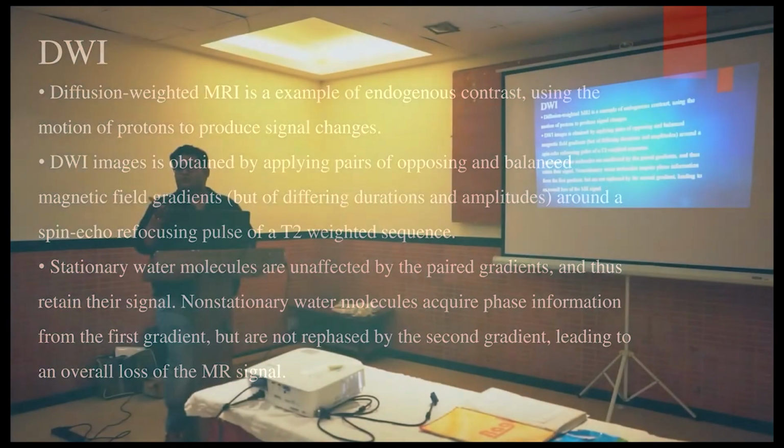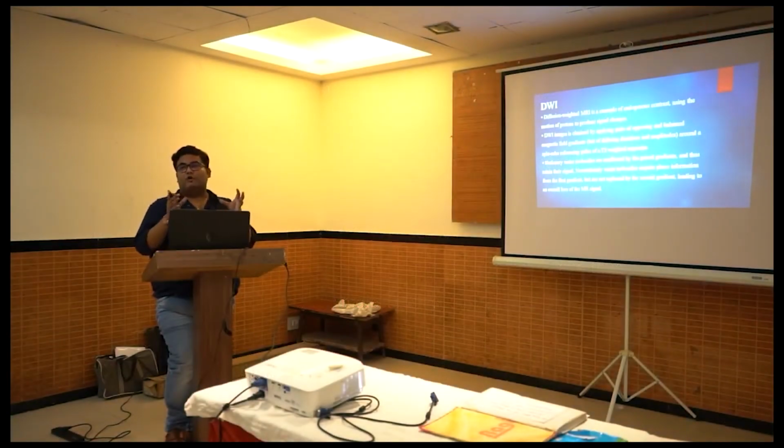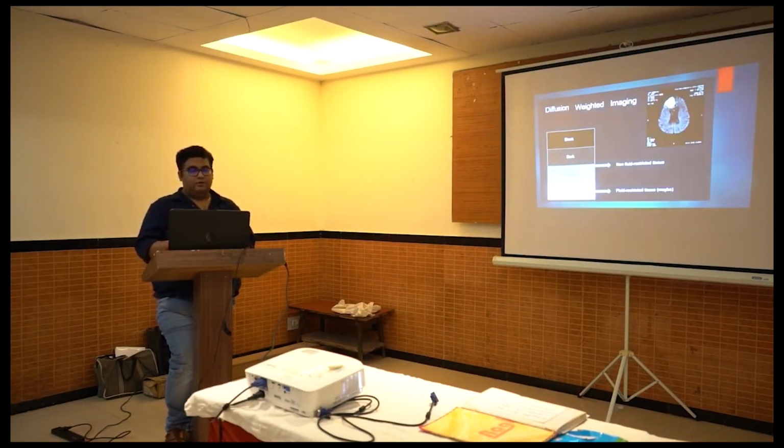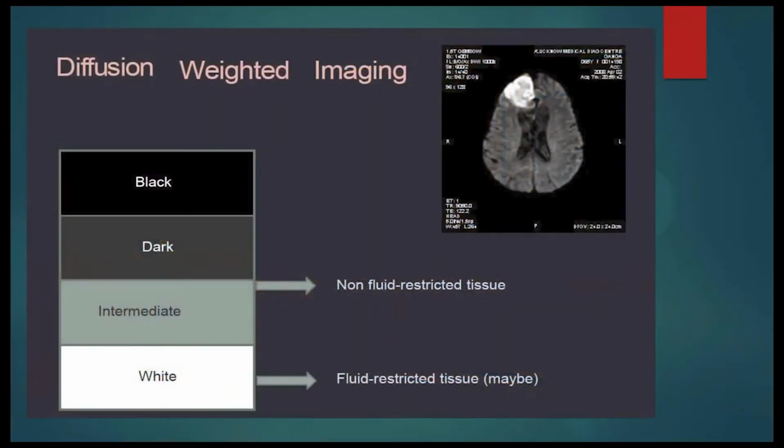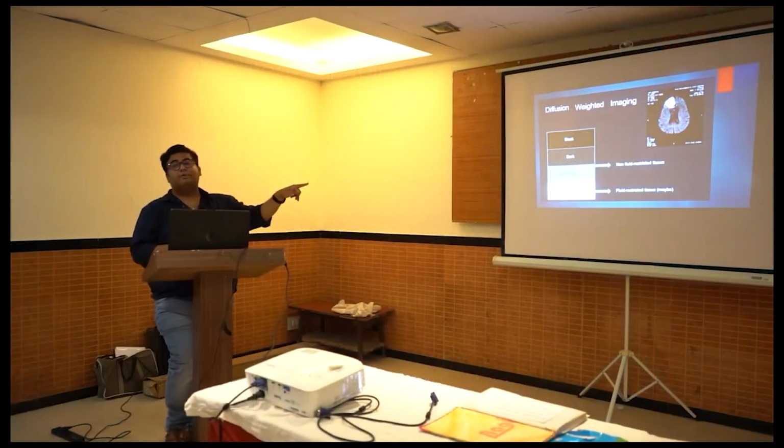We know in stroke there is a lot of water accumulation in the cell, so we are going to see that. This is how a stroke will look on a diffusion weighted image in the ACA territory. We will see FLAIR, we will see T2, there is pathology, and then we will do diffusion weighted images. If it's bright, then we will say that it's an acute stroke.